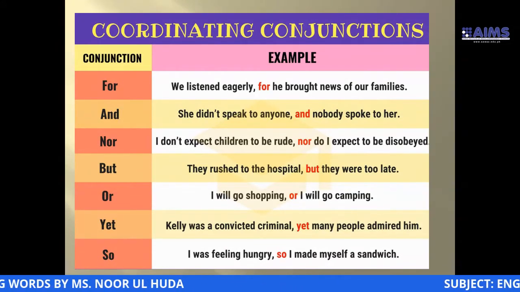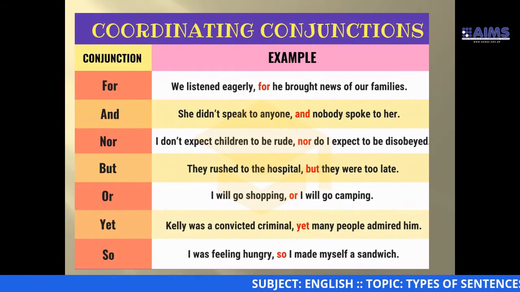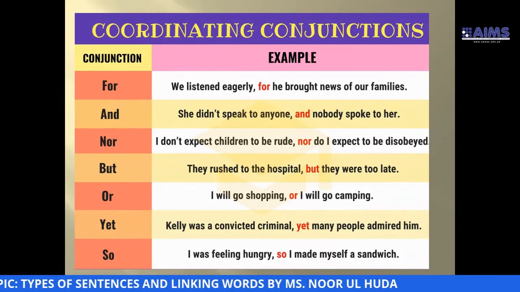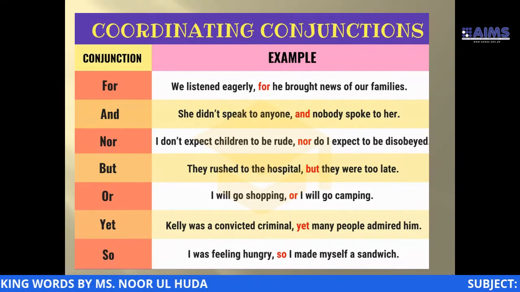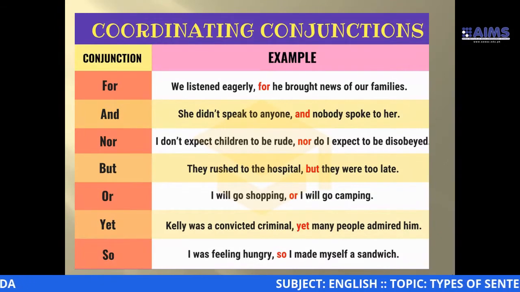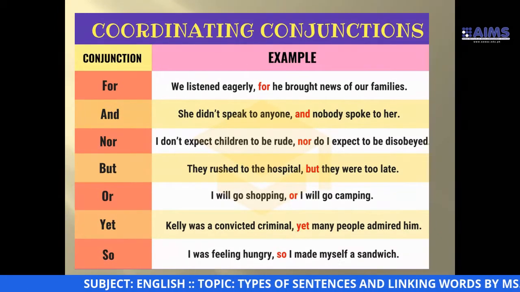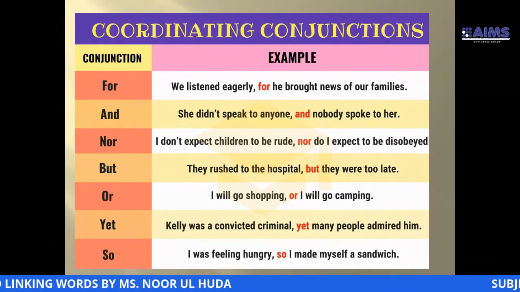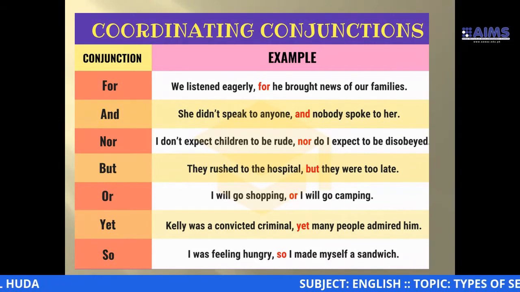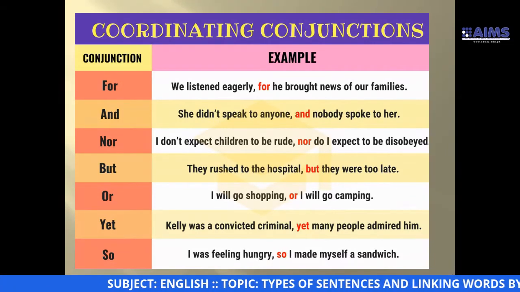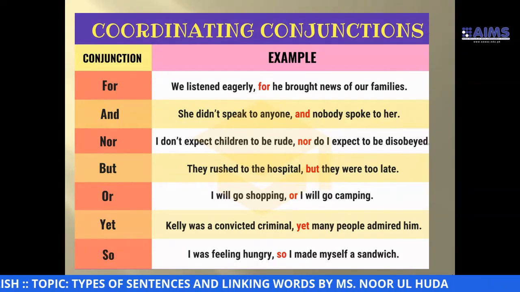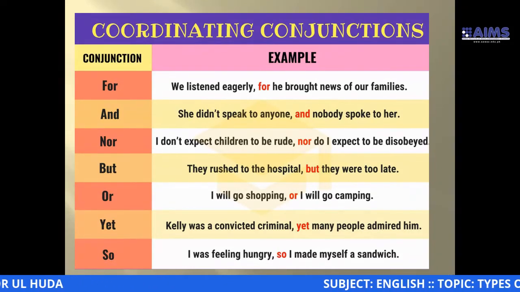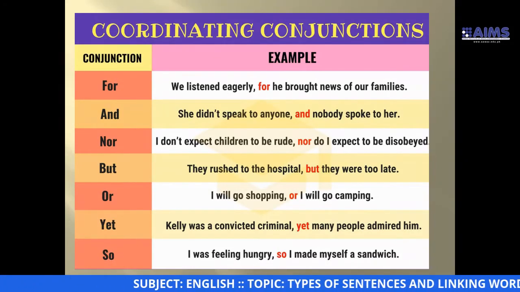Now, "nor": I don't expect children to be rude, nor do I expect to be disobeyed. These are the two independent clauses here. To show the negation of something, we use "nor." "I don't expect children to be rude" is another independent clause, or simple sentence. They rushed to the hospital. They were too late. Both are independent clauses, or simple sentences. Now we are merging them into one sentence by putting "but" here.